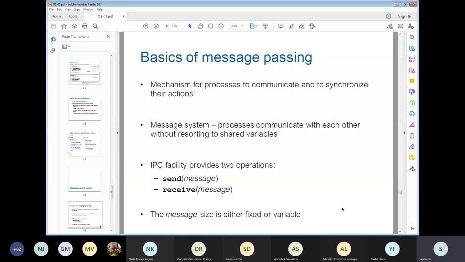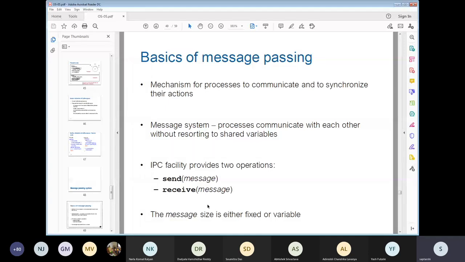Okay, let me move on. So again, message passing is another IPC mechanism for processes to communicate and synchronize their actions. This mechanism does not use any shared variable in the memory, but it uses something called pipes. Two system calls are given. First of all, you have to create the pipe, for which there will be a set of other calls. We'll come to that. But in general, you send a message using the send call, and receive a message using the receive call. As simple as that.